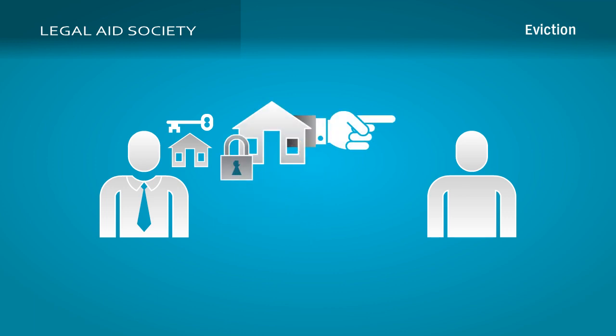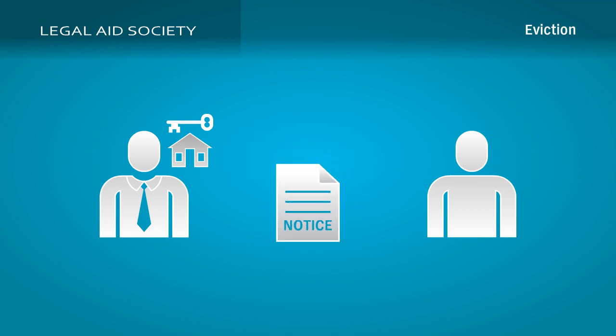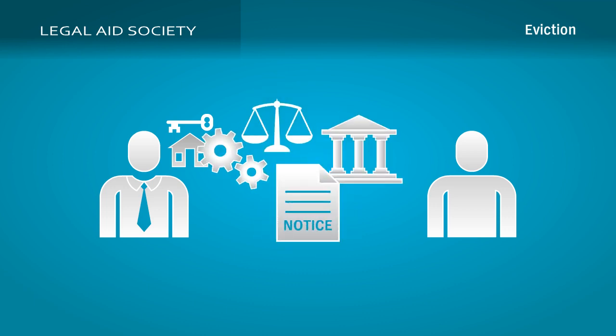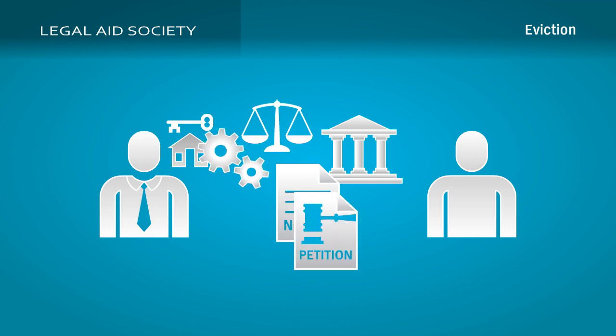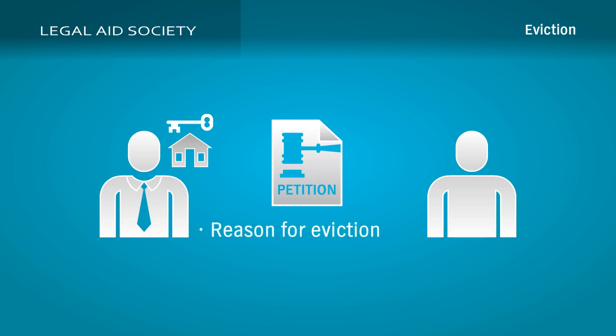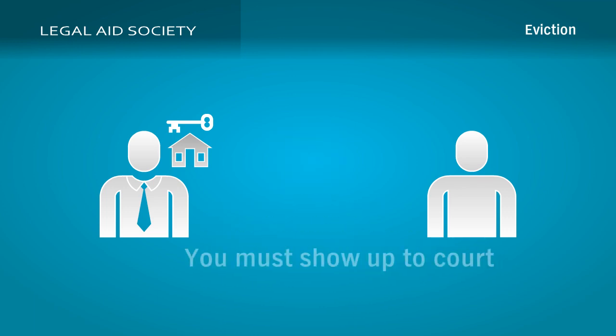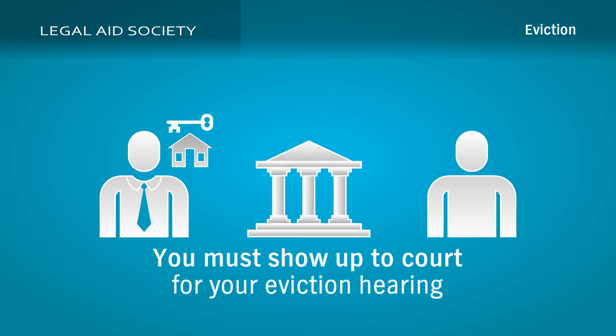If your landlord is trying to evict you, you will know because he will already have provided you a written notice. When he goes to court to start the legal process, you will receive a petition for and writ of forcible entry and detainer. The petition will tell you the reason that the landlord is evicting you, as well as when and where you need to go to court. You must show up to court for your eviction hearing.